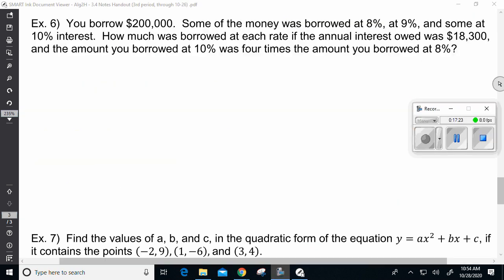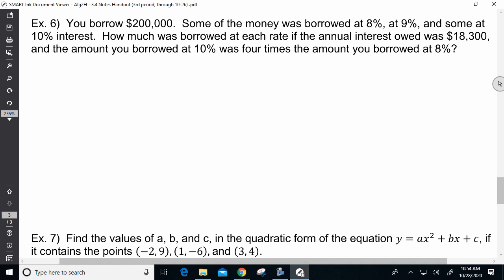All right, here we go. You borrowed $200,000. Some of the money was borrowed at 8%, some at 9%, and some at 10% interest. How much was borrowed at each rate if the annual interest owed was $18,300, and the amount you borrowed at 10% was 4 times the amount you borrowed at 8%.